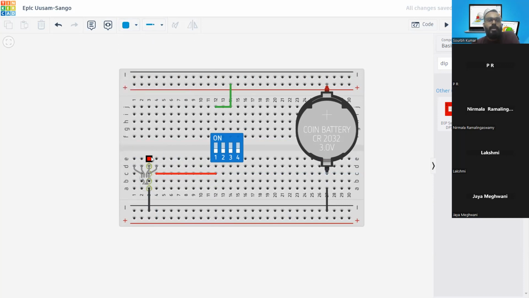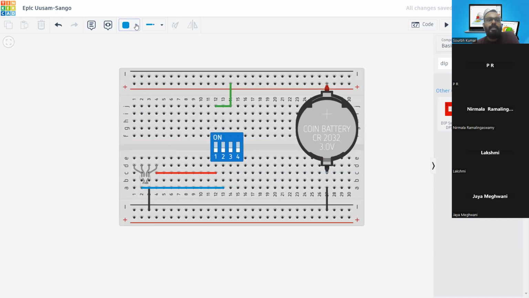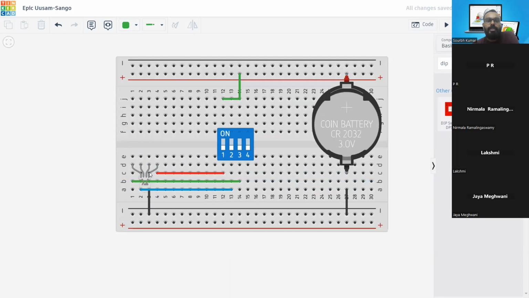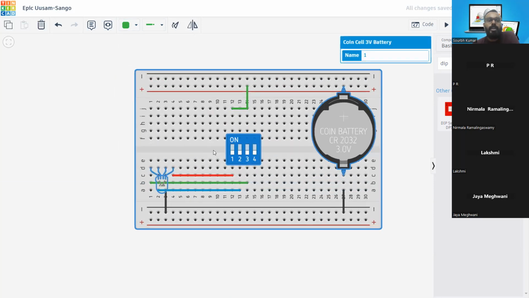I'm going to take the blue wire and connect it to the second pin of the DIP, and the third one is the green. So I'm taking the green wire and connecting the third pin to the third pin. So now I believe the connection is clear to all of you, right?